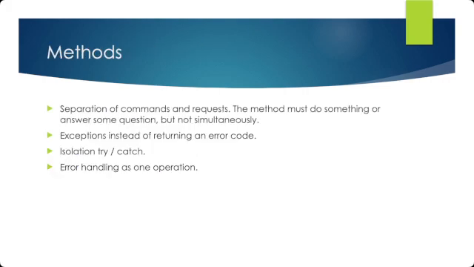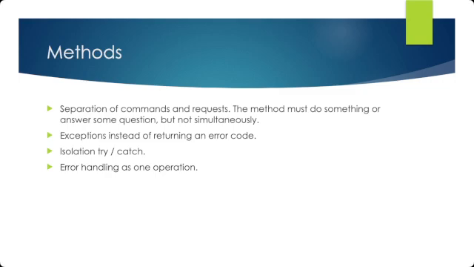Then, here are some more important rules for writing clean methods. We need to separate commands and queries. A method should either do something or answer something, but not both. Remember about single responsibility. For example, save user saves a user. It should not also return a boolean like true or false. If a method changes state, it should not return data.